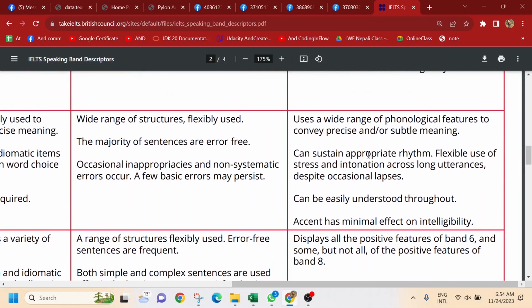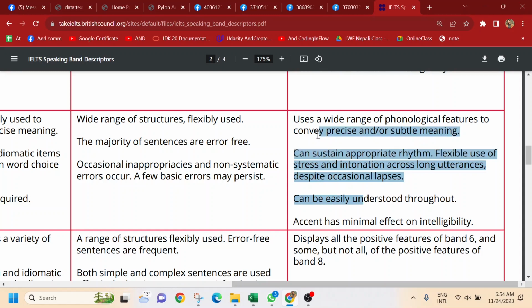And for band 8, let's go from the bottom. Accent has a minimal effect on intelligibility. It means you should not need to have an American accent or a British accent, but if the examiner is a foreigner, however they speak, you should not have a problem understanding them. So that means this one.